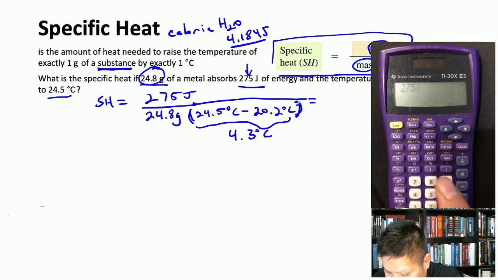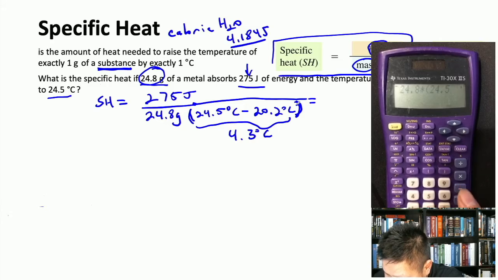275, divided by, this is where we start opening the parentheses up here, 24.8, and we want that to be multiplied by, we'll want to open the parentheses again because we want the stuff in here to happen first. Open parentheses, 24.5 minus 20.2, and that should be it, right?